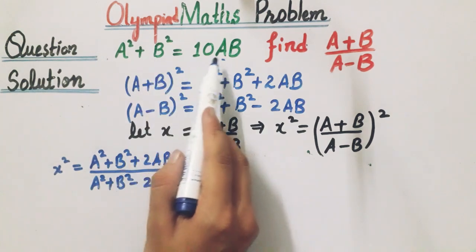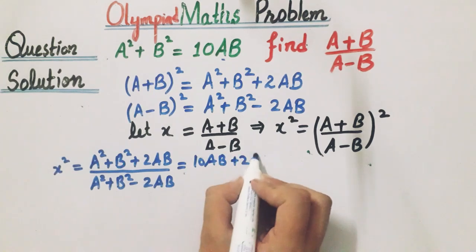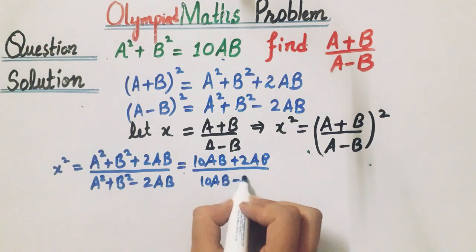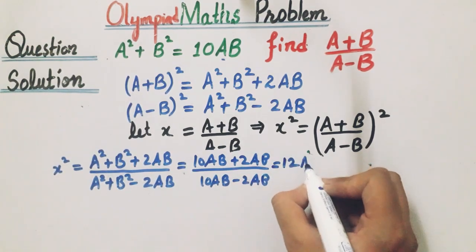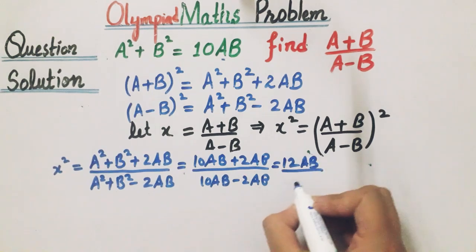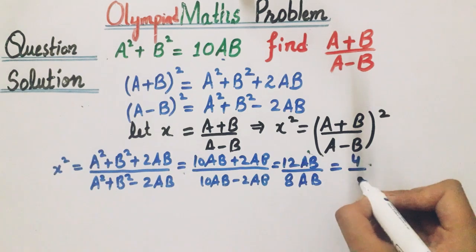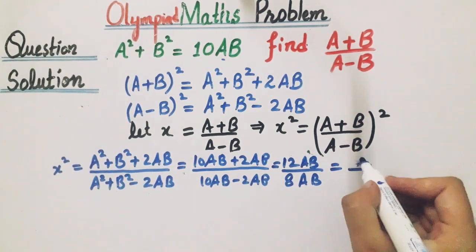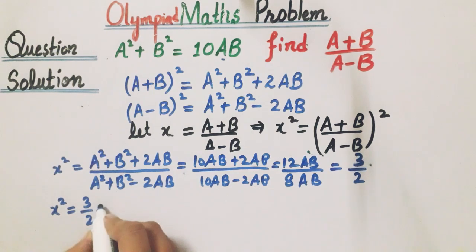Substitute the value of a² + b² = 10ab. So 10ab + 2ab, divided by 10ab − 2ab. So 10 plus 2 is 12, 12ab by 10 minus 2, 8ab. So this is 12 by 8, which is 3 by 2. Now we get x² = 3/2.